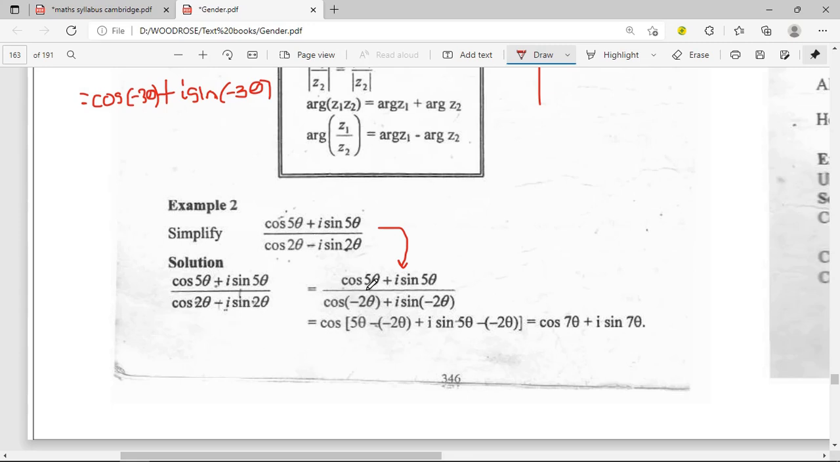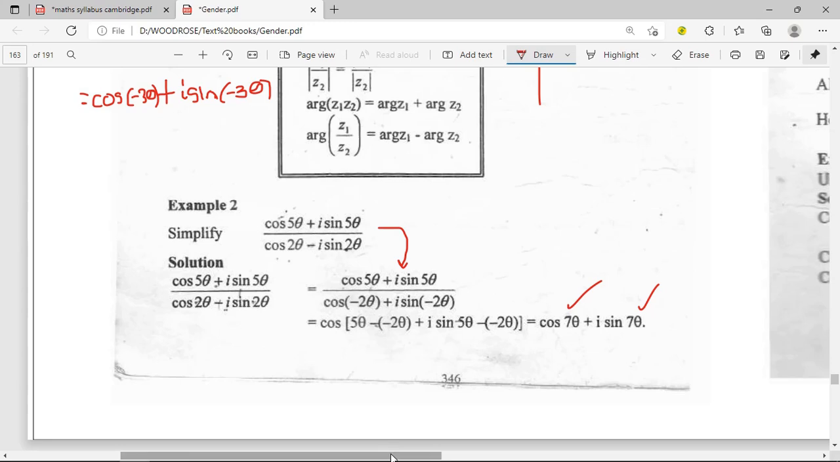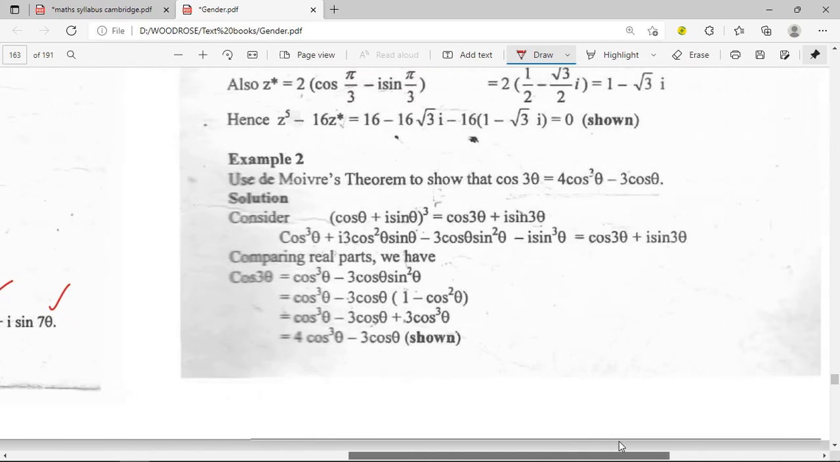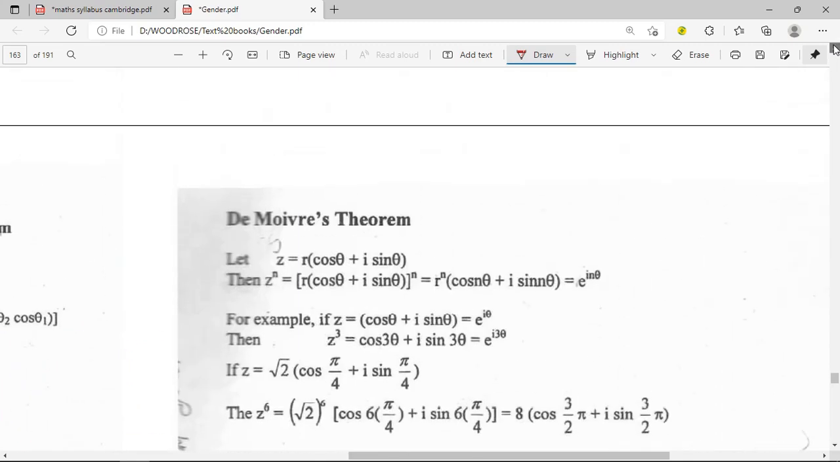Then what do you do if they are dividing? We simply subtract the angles. So it will be cos of 5 theta minus 2 theta plus i sine of 5 theta minus 2 theta. Then you are going to get cos 7 theta plus i sine 7 theta as your answer. So I think you can now do these ones. Where are they?